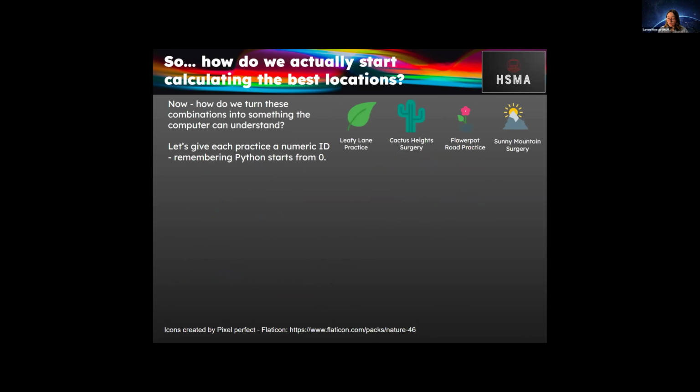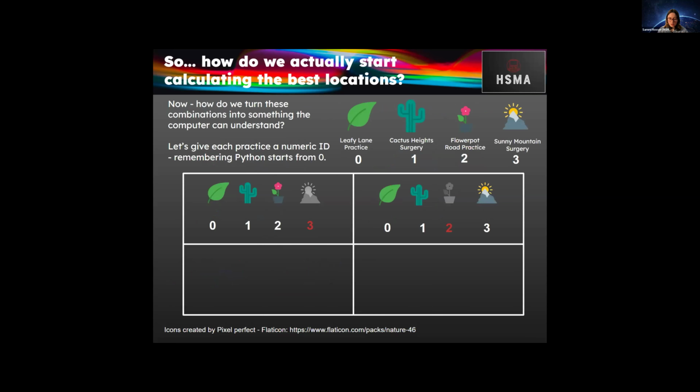Now, again, how do we turn this into something that Python can do for us instead? Let's give each of our practices a numeric ID. So remembering Python starts from 0, we have Leafy Lane practice as 0, Cactus Heights is now 1, Flowerpot is represented by 2, and Sunny Mountain is represented by 3. And now it's a little bit easier to start looking at what our outputs in Python would be. So this combination will be represented as 0, 1, 2, and it wouldn't have this 3 in. Then we have 0, 1, 3, 0, 2, 3, and 1, 2, 3. Those are all the possible combinations.